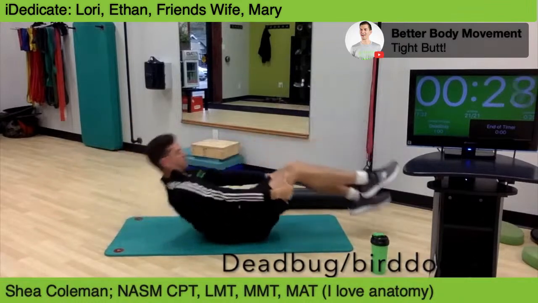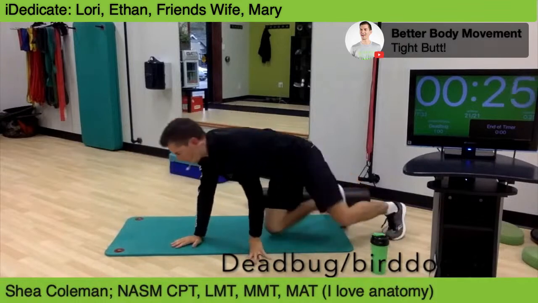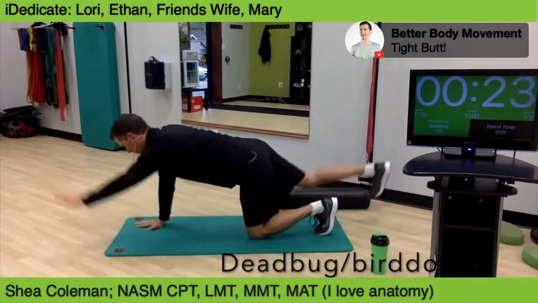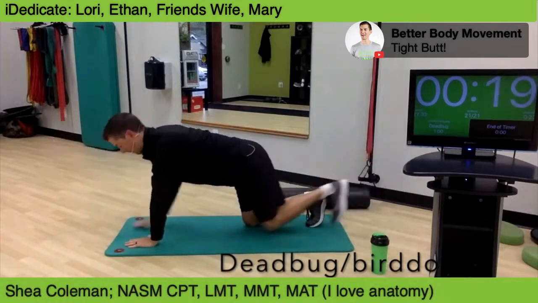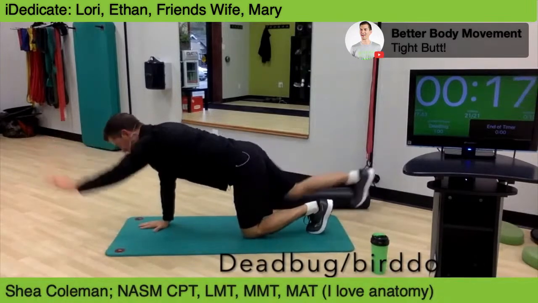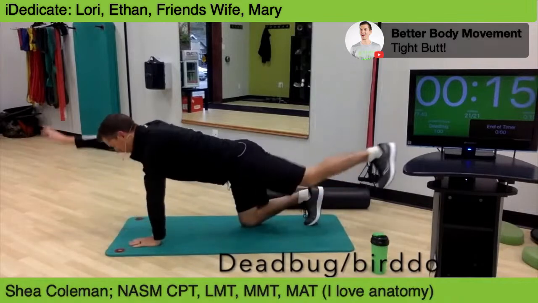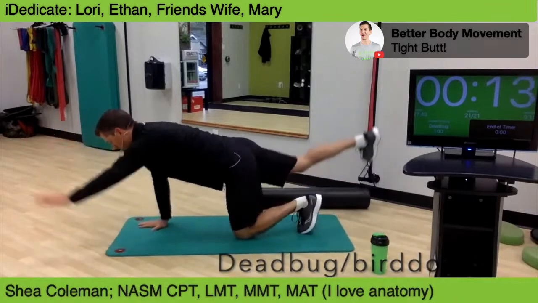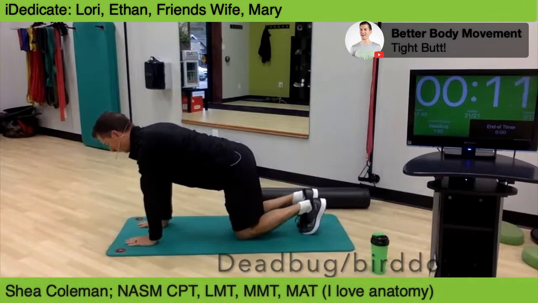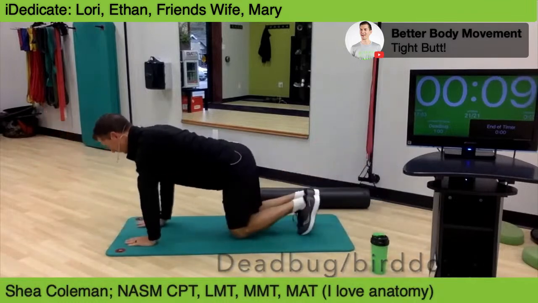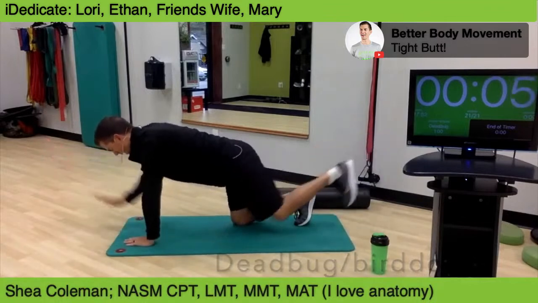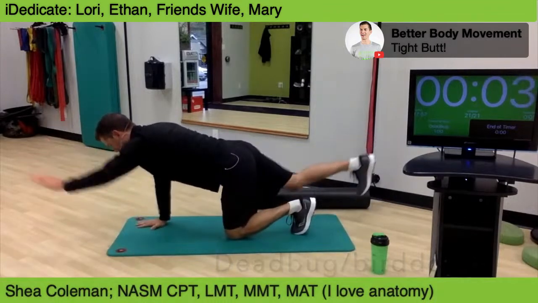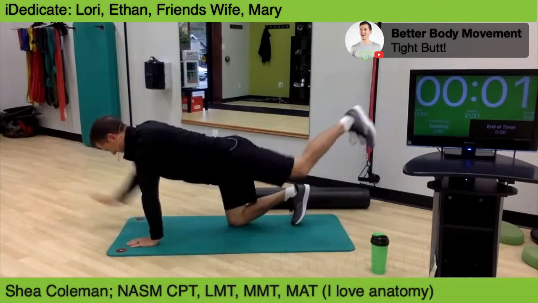Then it's going to be left arm with right leg, right? That's the way our body works. Cross-rotational patterns, one side to the other. Firm compression all the way through. Okay, we've got 10 seconds left. Do your absolute best to finish strong through it. 3, 2, 1. Long rest.